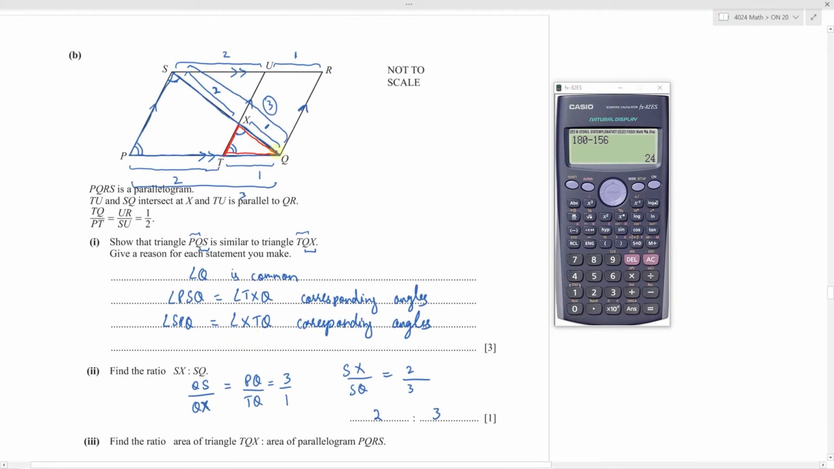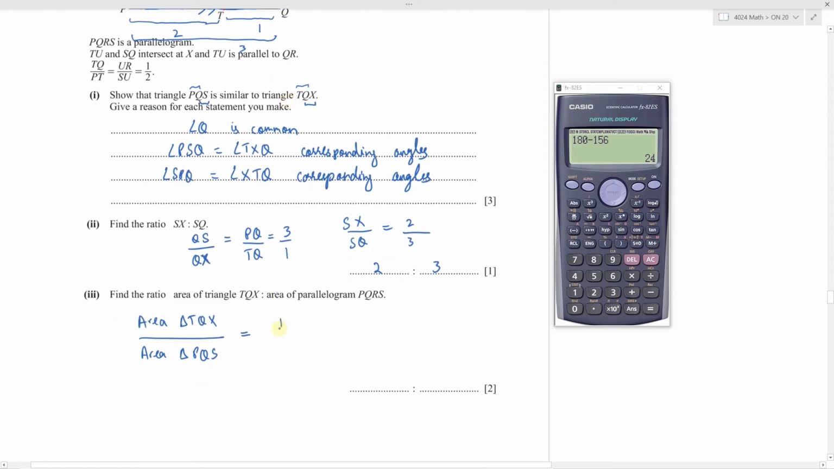We know that this will be the square of the ratio of their corresponding sides. So let's take any two corresponding sides. Let's take QX and the full length QS. What is the ratio of QX and QS? QX is one part and the full length is 3 parts. So this will be the ratio of their lengths, but since we are looking at area, I'll have to take the square. So this is 1 over 9.